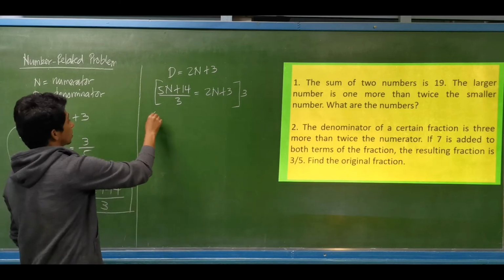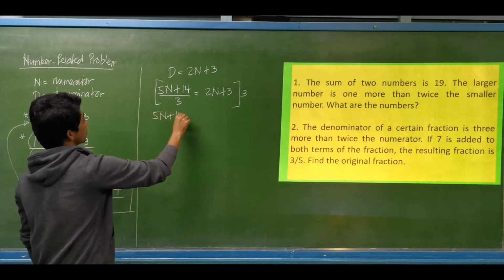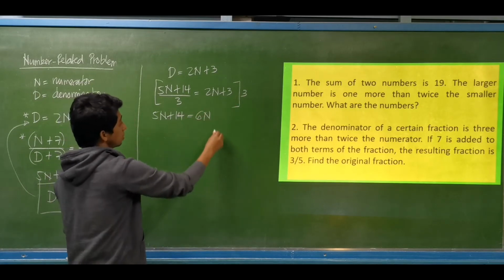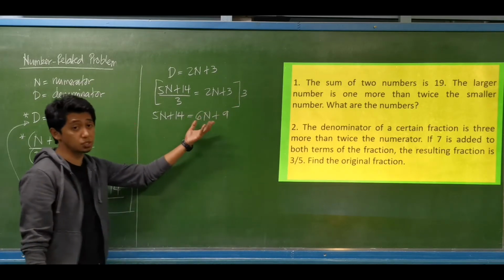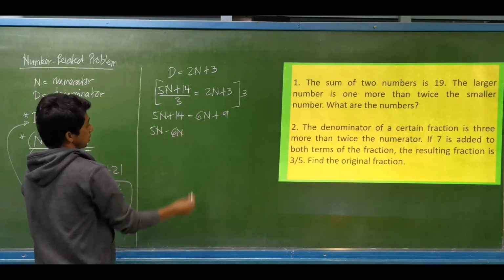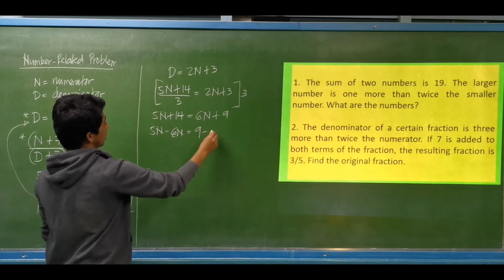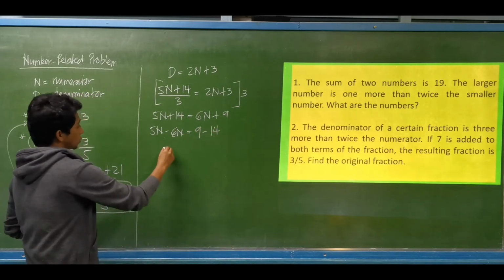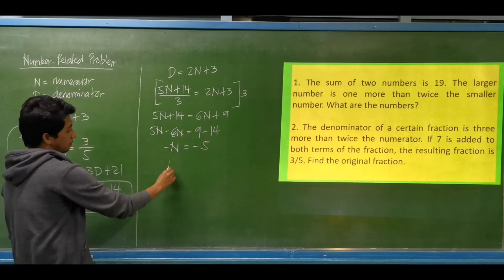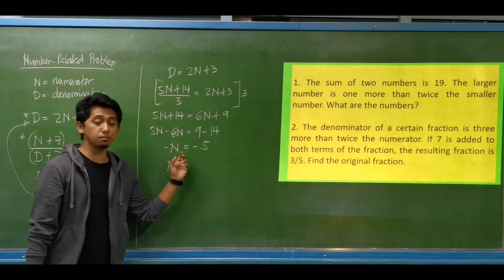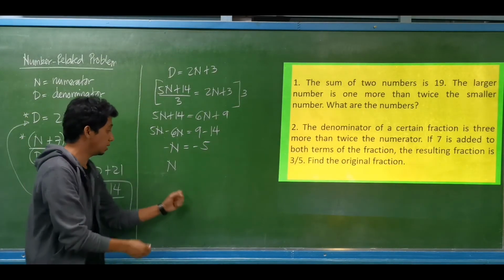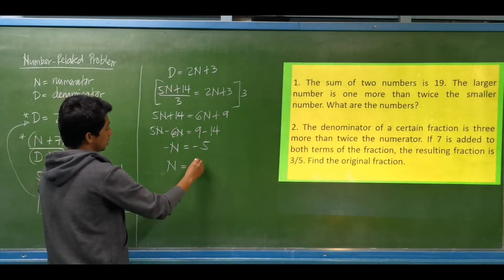So this is the same as 5 times the numerator plus 14 is now equal to 6 times n plus 9. Then transpose, we have now 5n minus 6n is equal to 9 minus 14. So this is the same as negative n is equal to negative 5. Or we can have the value of n by multiplying both sides of the equation by negative 1, or dividing both sides of the equation by negative 1, we have the value of the numerator to be 5.